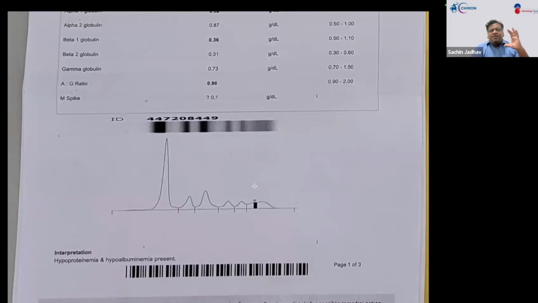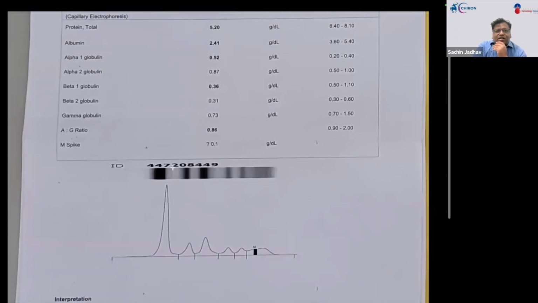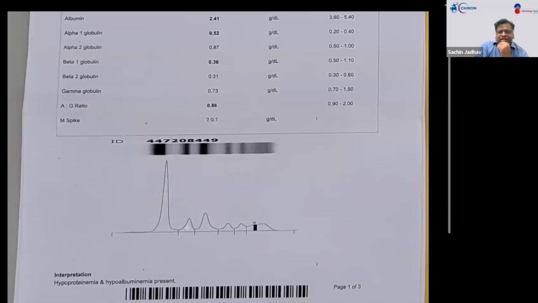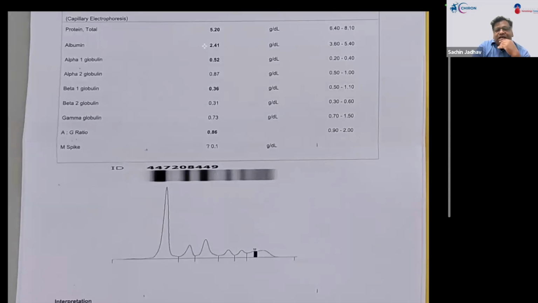Then it will measure the amount, that the protein is separating into first band, second band, third band, fourth, fifth, sixth, and seven bands in this patient. And what are these bands? Some is albumin. Another band is alpha 1 globulin, third band is alpha 2 globulin, beta 1 globulin, beta 2 globulin, and gamma globulin. That is our immunoglobulin, right? So there are these 5, 6 bands, and it will also measure how much protein is there, what is the quantity. So you can see albumin is 2.1 grams per deciliter.